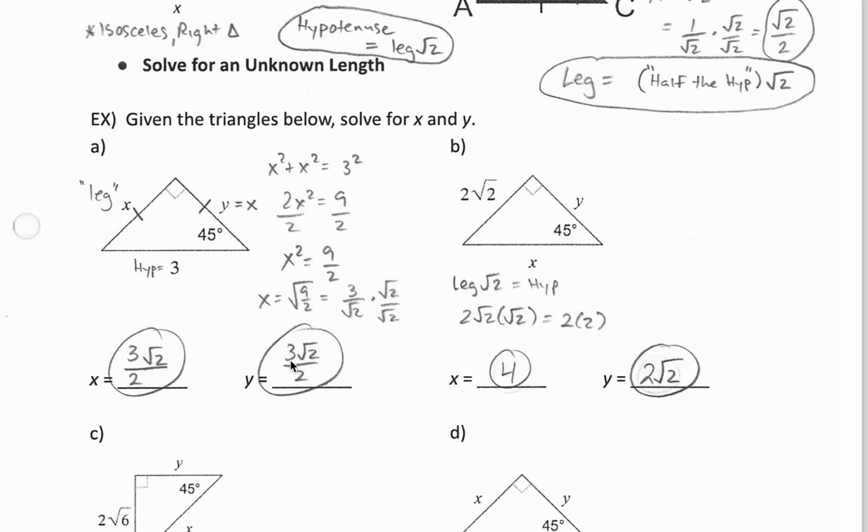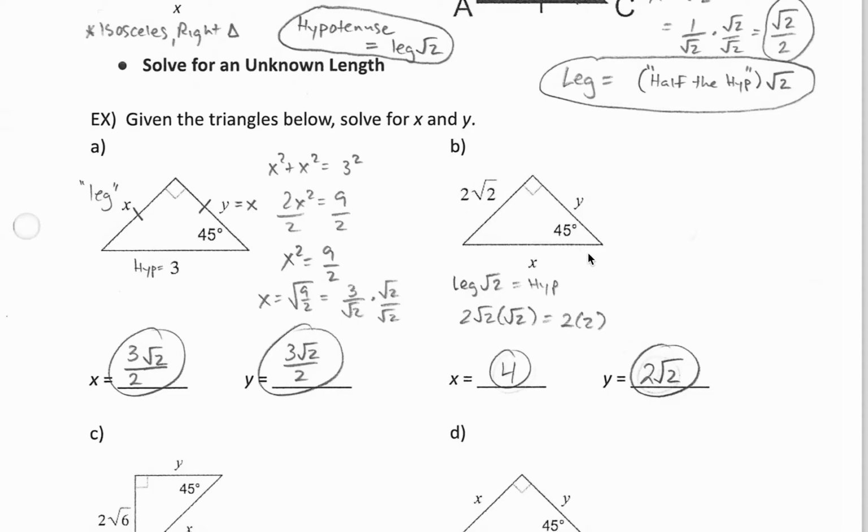X and Y are both congruent sides or congruent legs, so no further math to do there. You could prove all this using the Pythagorean theorem if you wanted to, but it's much easier once you understand that it comes from the Pythagorean theorem, so you can just use these shortcuts.